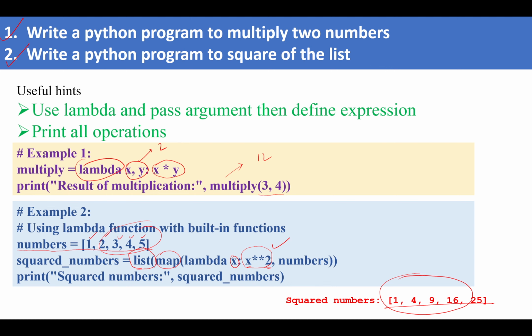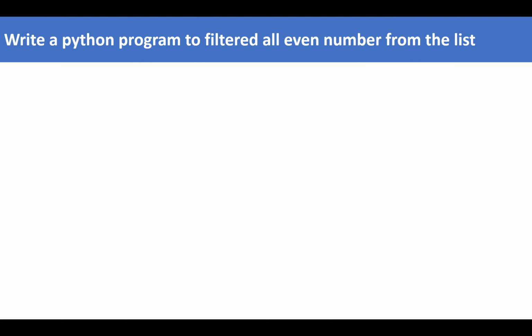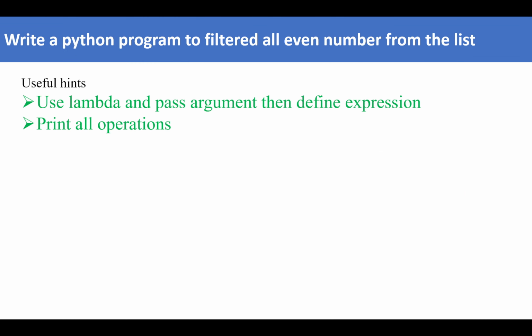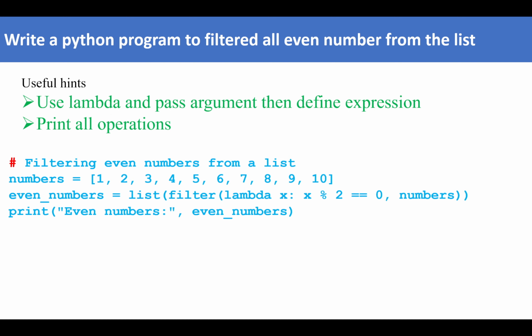So that is a very simple program we have written here for the square of a number, the square of a list. Now we go for the Python program to filter all even numbers from a list. Suppose that you have a list; how do we filter all the even numbers? I will now discuss the basic syntax of the filtering process of even numbers by using the lambda function.